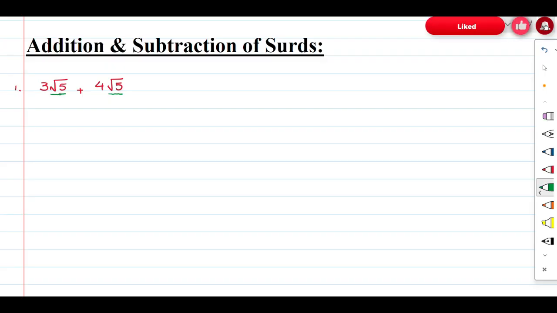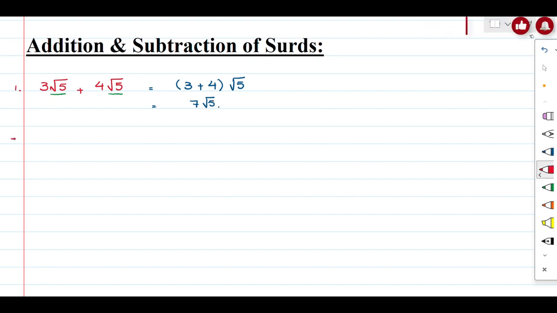Now here you have root 5, and we have the same one. So in order to simplify, we take the 3 common and the 4 common. We can take root 5 common. 3 plus 4 is left. 3 plus 4 is 7. So 7 root 5. This is the simplified form for the addition of surds.